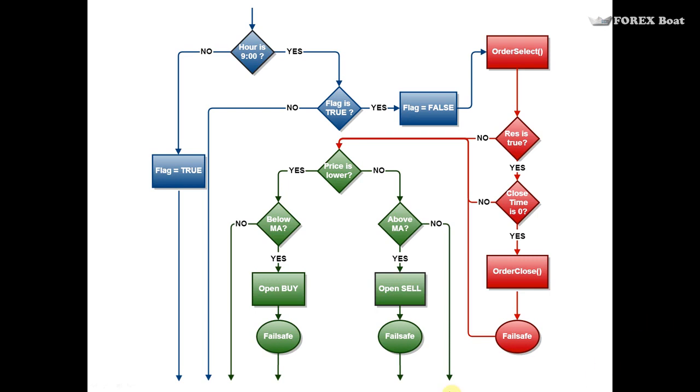What you see in front of your screen right now is something I call the blueprint of an algorithmic trading system. Simply put, this is a diagram showing the logic behind our trading strategy, which will be the core of the algorithmic trading system. And as you can see, I've highlighted three different parts: blue, red, and green.